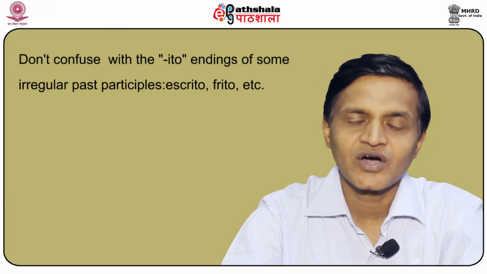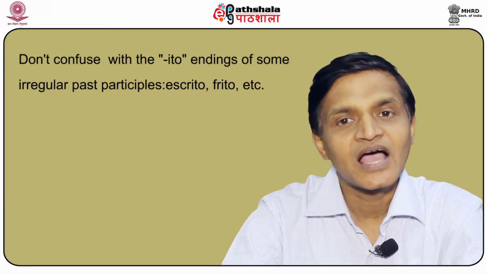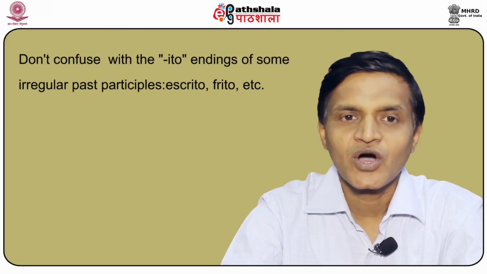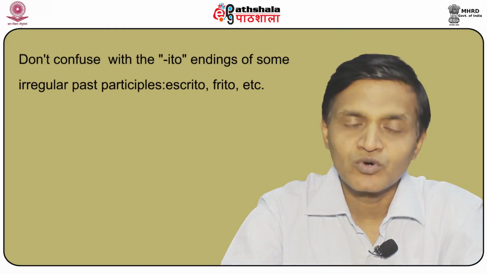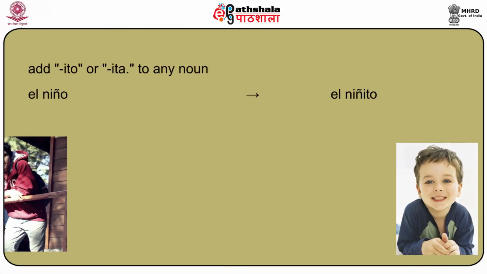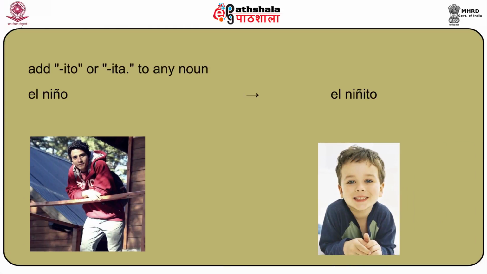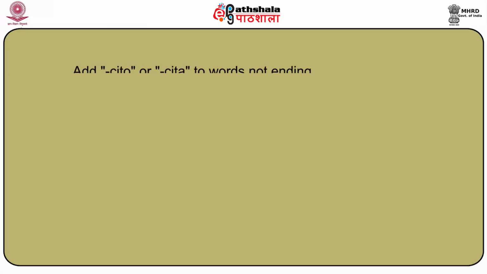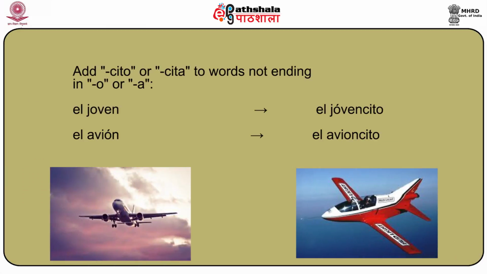Different regions of Spain and Latin America have their own unique ways of creating diminutives, but the most common one is a form of ito. To create a diminutive, drop the o or the a from just about any noun and add ito or ita depending whether it is masculine or feminine. You can add a sito or a sita to words not ending in an o or in an a.